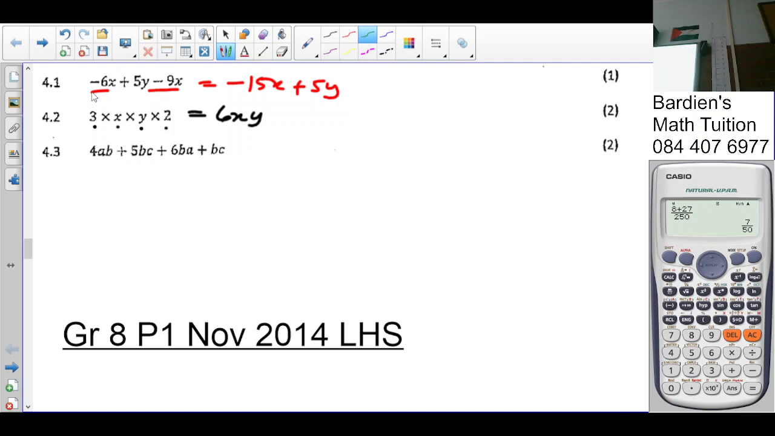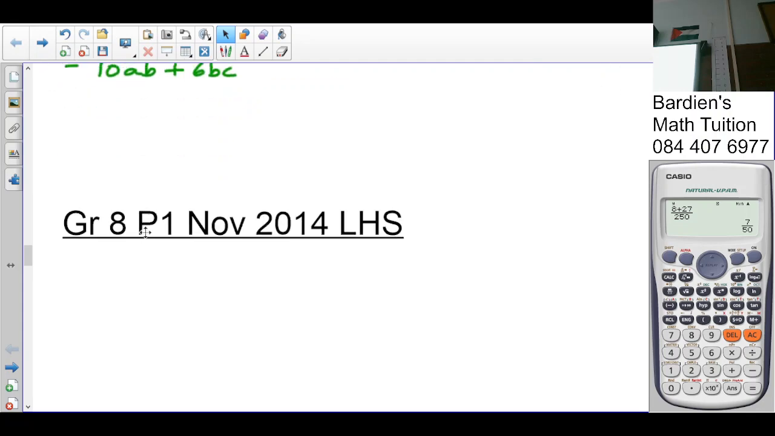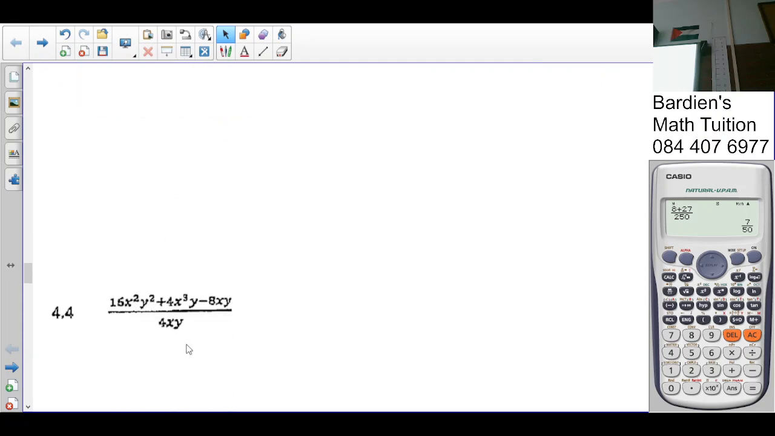The next one we're going to look for like terms. So 4ab is a like term too. 6ba, and 5bc is like to bc. So 4ab plus 6ba is going to give you 10ab plus 5bc plus bc is going to give you 6bc. You can't add them. Why? They are again unlike terms. Okay.